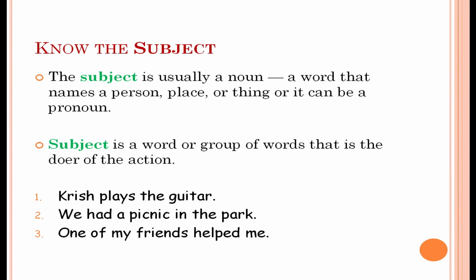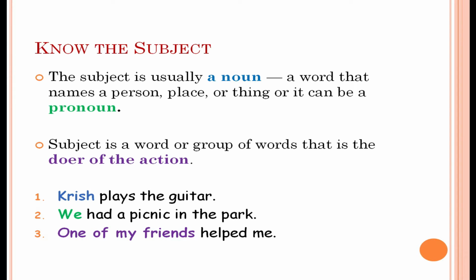Take your time and identify the subject in these sentences. You want to check the answers? Okay. In the first sentence, Krish is the subject and it's a noun. And in the second sentence, we is the subject, that's a pronoun. And the third one, we have the subject phrase, one of my friends. And all these three examples show who is doing the action in that particular sentence. So the doer of the action is the subject of the sentence. Of course, in the active voice.